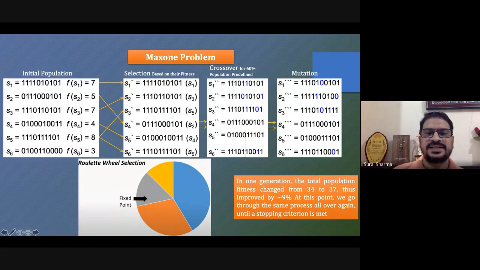After getting the total fitness value as 34, we'll find out the percentage. Could you tell me what the percentage is for this value, 8? We'll open the calculator and calculate it. For 8, it is 8 divided by 34, and the percentage is 23%.